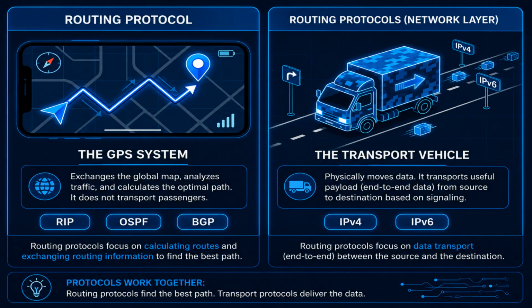On the other hand, a routed protocol is like the transport vehicle carrying passengers or goods. Protocols such as IPv4 and IPv6 are responsible for transporting the actual data packets from the source to the destination across the network. In simple terms, routing protocols decide where the data should go, while routed protocols actually carry the data through the network. Both work together continuously to ensure reliable and efficient communication across modern networks.